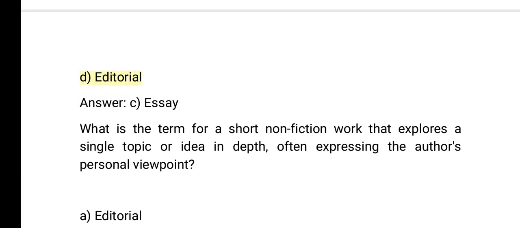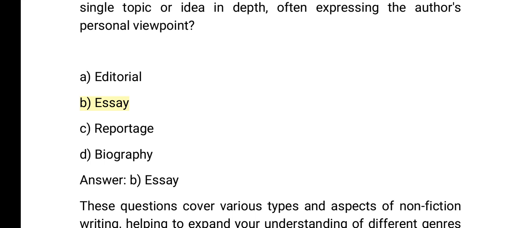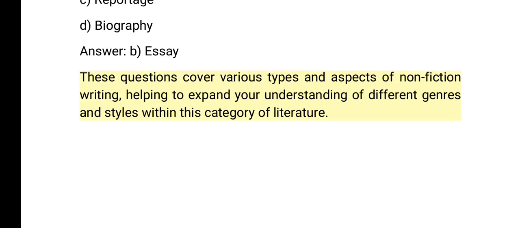Answer: C. Essay. What is the term for a short nonfiction work that explores a single topic or idea in depth, often expressing the author's personal viewpoint? A. Editorial. B. Essay. C. Reportage. D. Biography. Answer: B. Essay. These questions cover various types and aspects of nonfiction writing, helping to expand your understanding of different genres and styles within this category of literature.